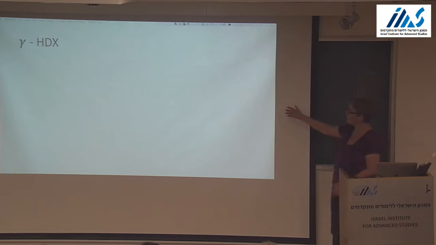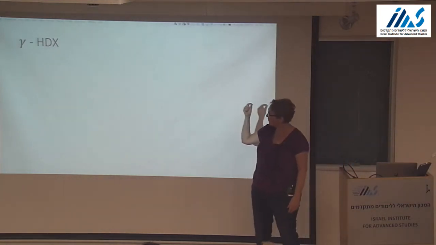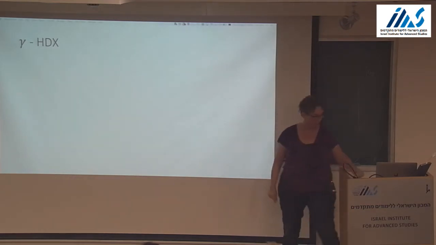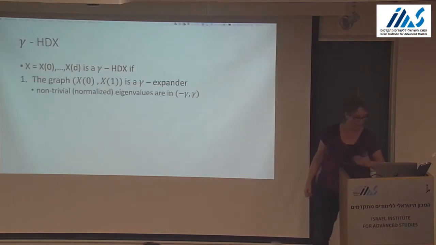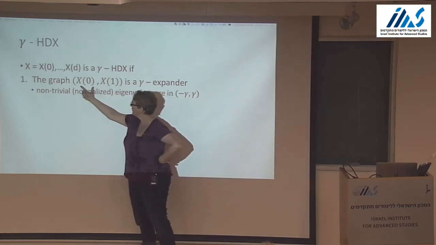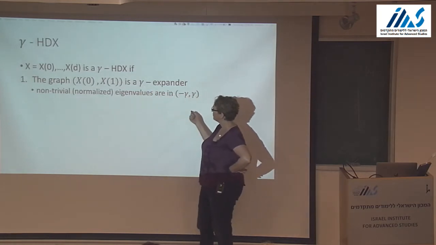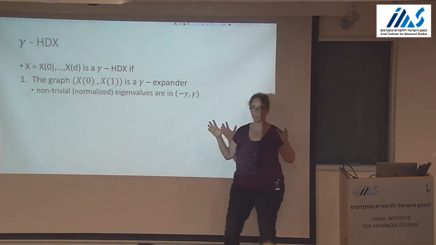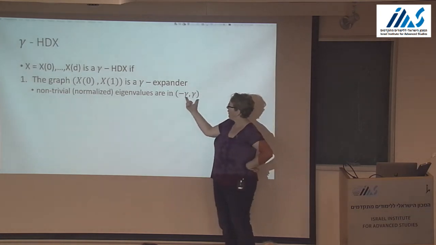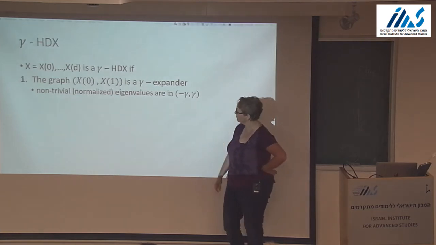Okay, so now I want to give the spectral definition of a high-dimensional expander. And gamma will be some small positive number that controls the error. So first of all, what is a gamma expander? You have vertices, this is X_0, and you have edges, this is X_1. And what does it mean for it to be a gamma expander? Well, look at the adjacency matrix of this graph, normalize it so that all the eigenvalues are between -1 and 1. And then you want all the non-trivial ones to be between minus gamma and gamma. They're very small.